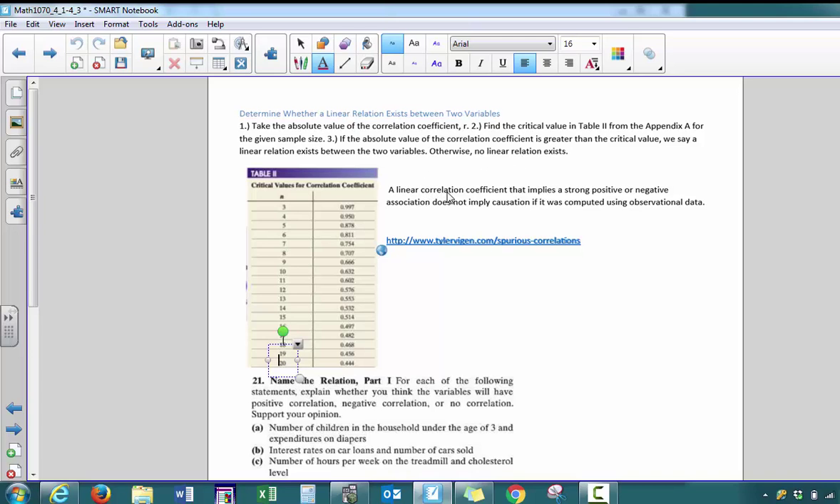A linear correlation coefficient implies that it's either a strong positive or strong negative association, but we can never, ever, ever say that one variable causes the next. And here you have a link to some spurious correlations. So these are variables that when you plot them, the graph is very closely aligned to a line. Your R value is very close to -1 or +1. But when we look at the two variables, they are completely different. They have no relationship to one another.